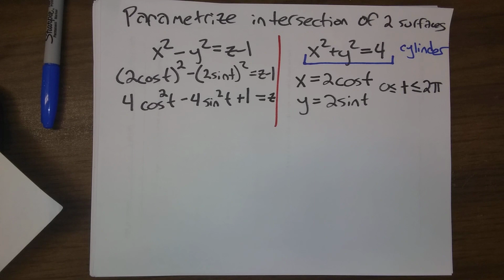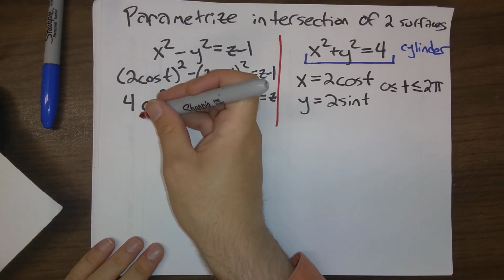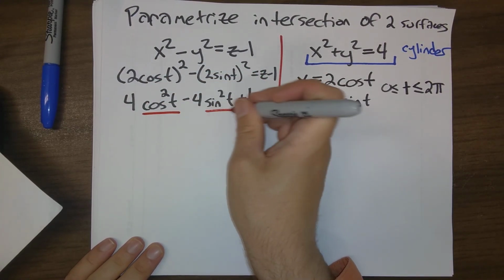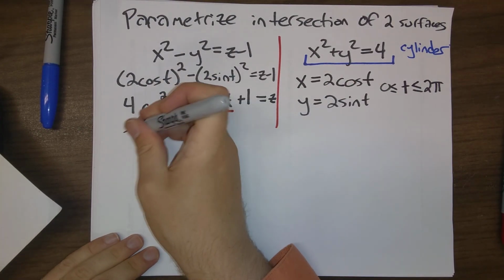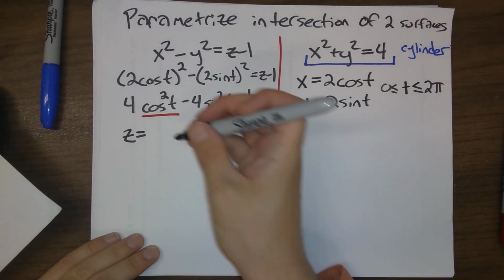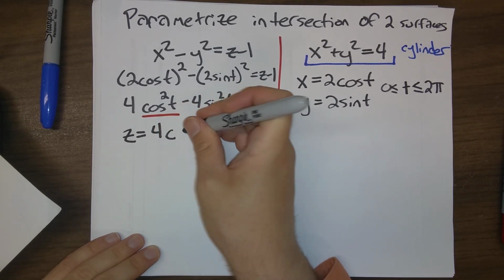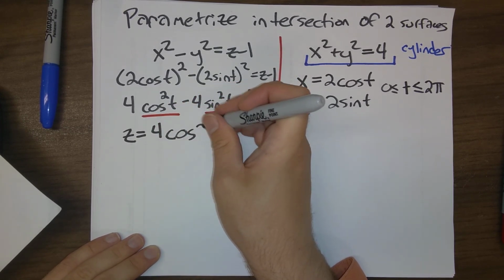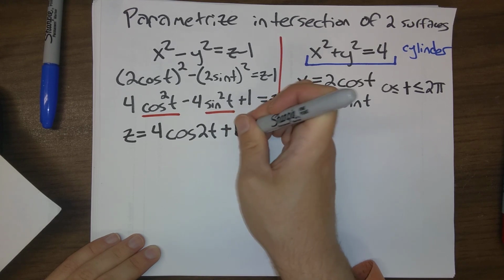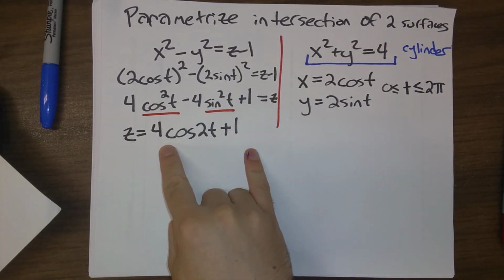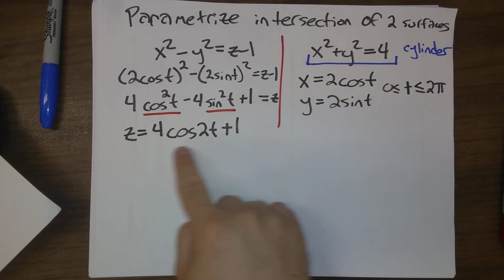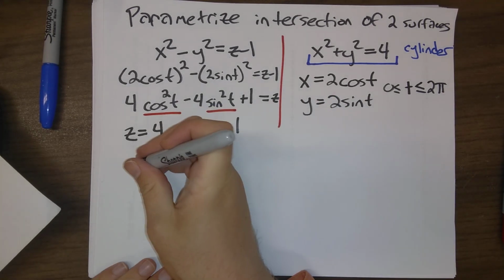If you know your trig identities well, you can realize that cosine squared minus sine squared is cosine 2t. So if you wanted to rewrite this a little bit more simply, you don't have to, that's just going to be 4 cosine of 2t plus 1. So in either event, whether you want to stop here or go on to this, we have x in terms of t, y in terms of t, and z in terms of t.